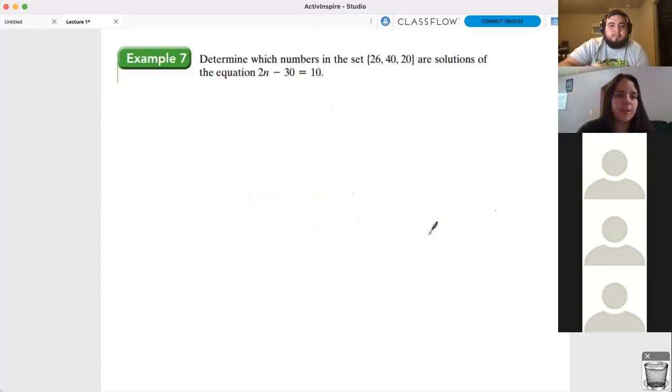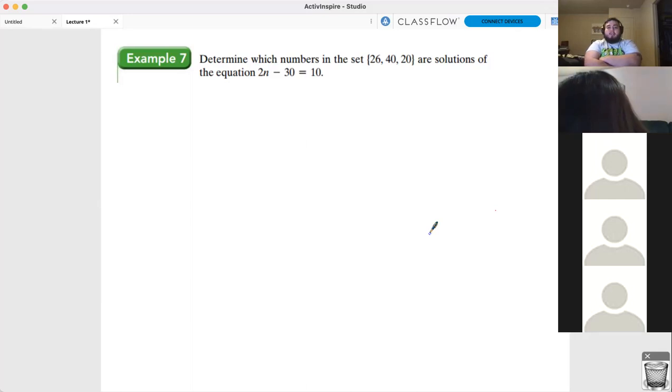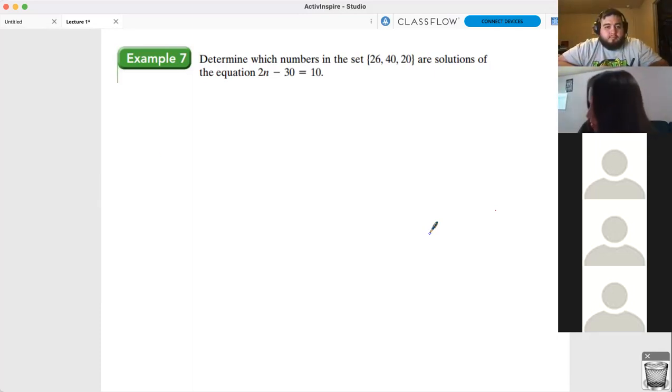Example 7. Go ahead and I'll give you 1 minute to set this up. Example 7 says, determine which numbers in the set 26, 40, and 20 are solutions of the equation 2n minus 30 equals 10. So it wants us to test all 3 of these numbers. So these are all possible solutions.